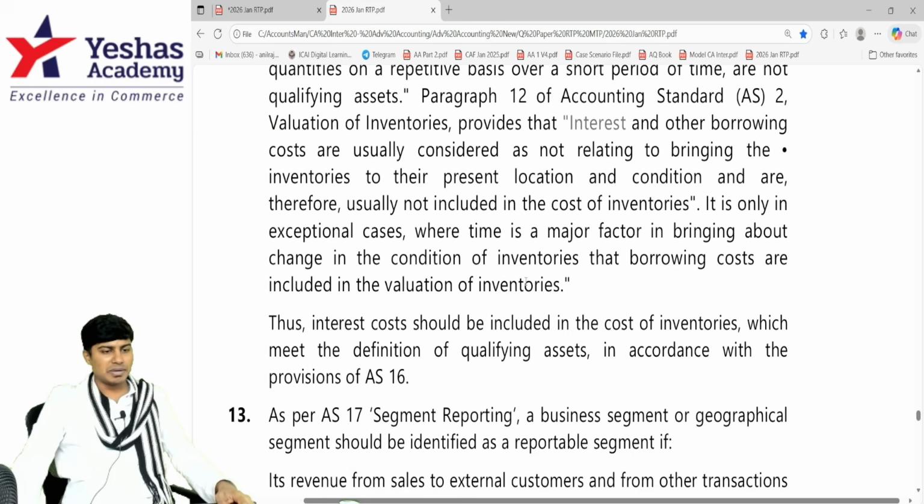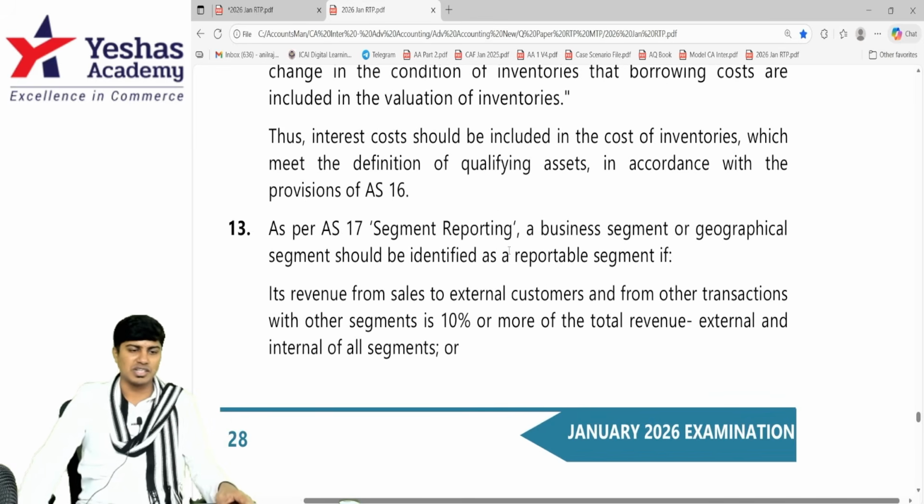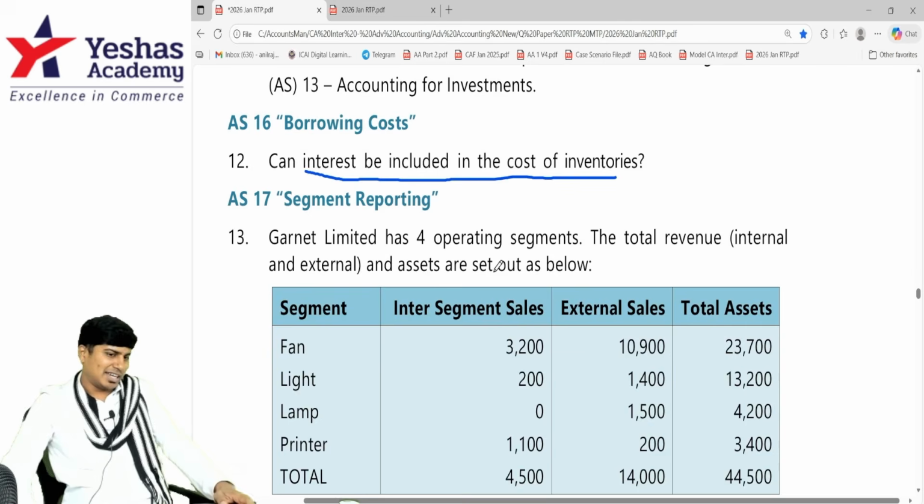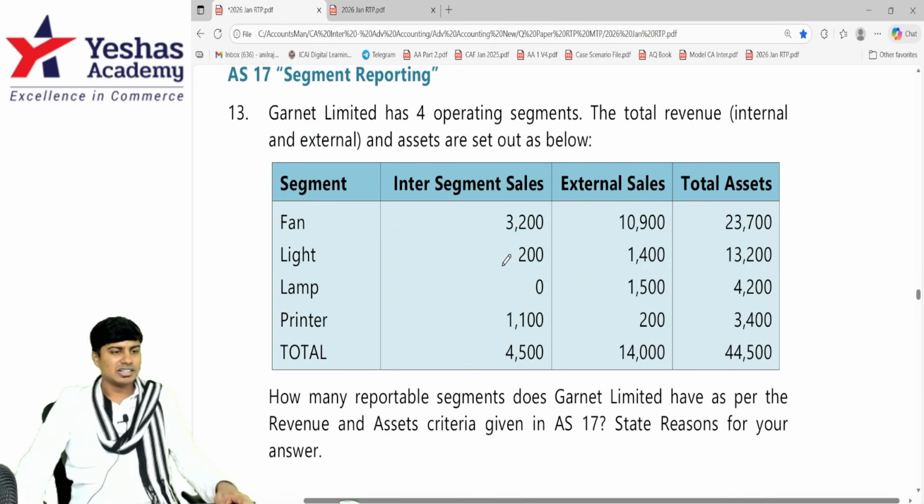By this, we successfully complete Accounting Standard 16 questions. A couple of more paragraphs are there. You can read it if you want. I will take you to Accounting Standard 17.